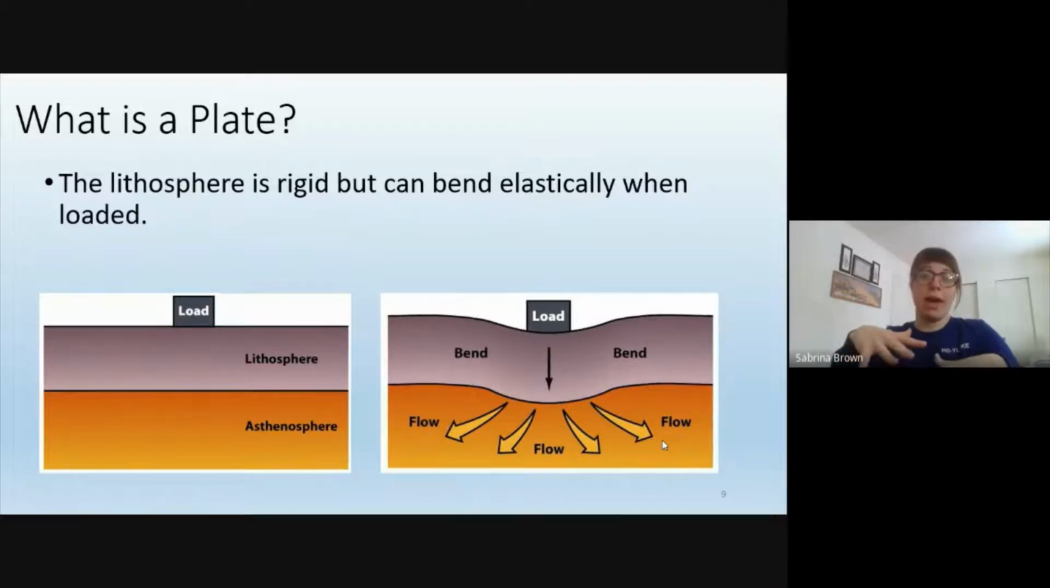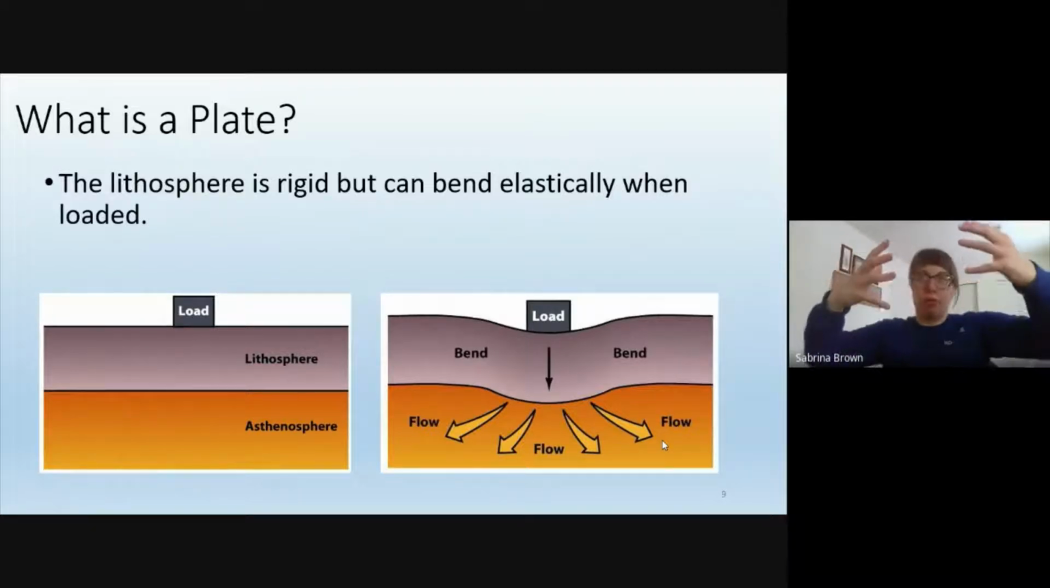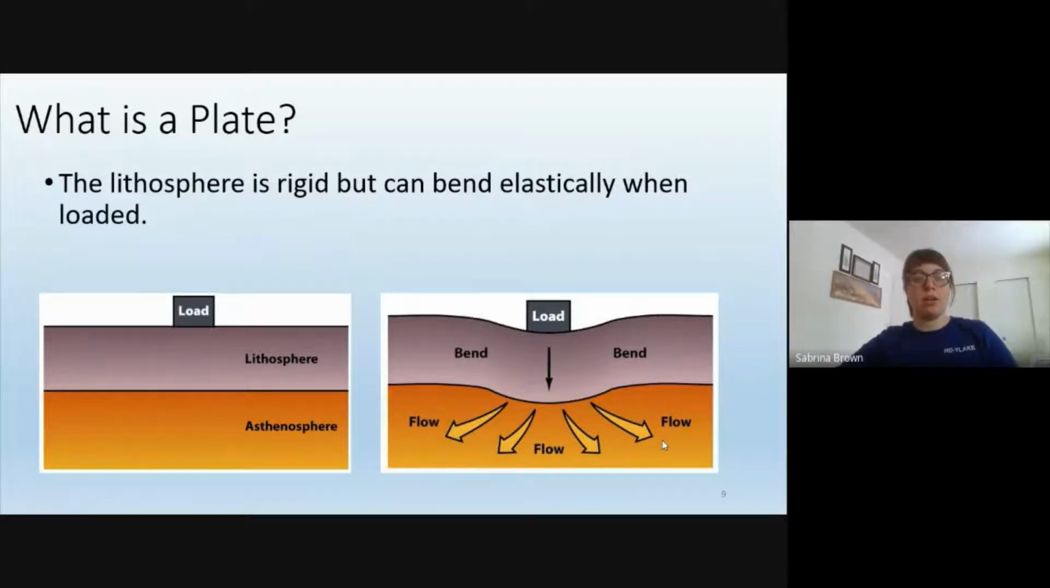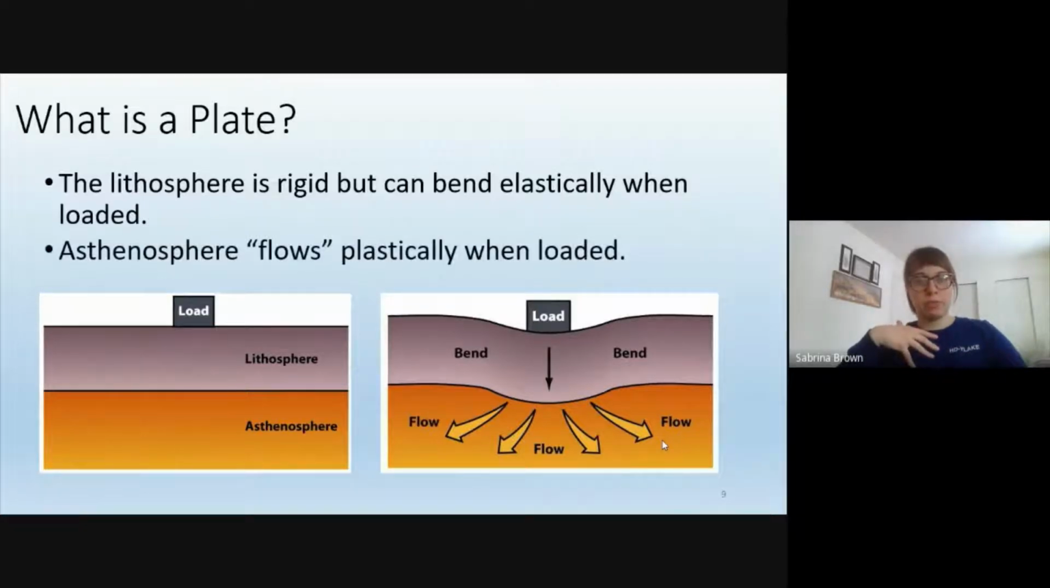It's easy to deform. And so what happens when you put some weight on top of the lithosphere, the lithosphere can bend a little elastically. And that load weight then gets offset into the asthenosphere, which causes the asthenosphere to move or flow. And as the asthenosphere moves or flows, that moves the plates of lithosphere around. The words that we use to talk about that are that the asthenosphere flows plastically when it is loaded with some weight.